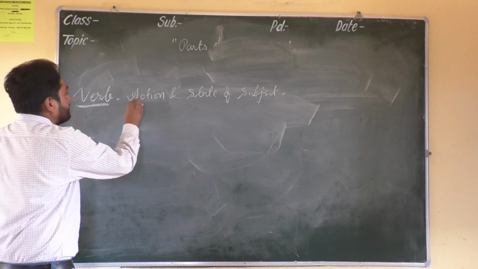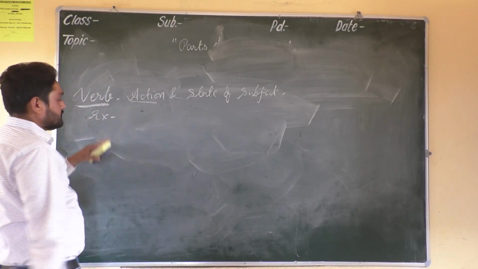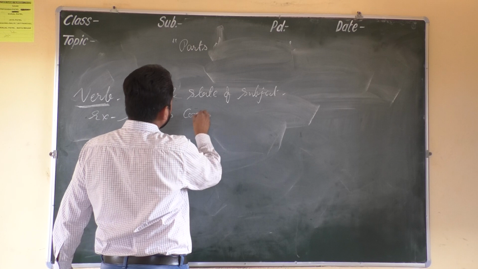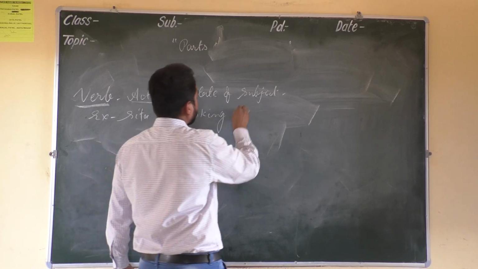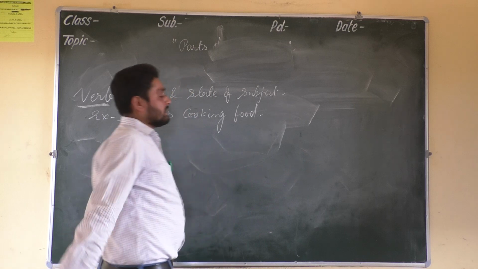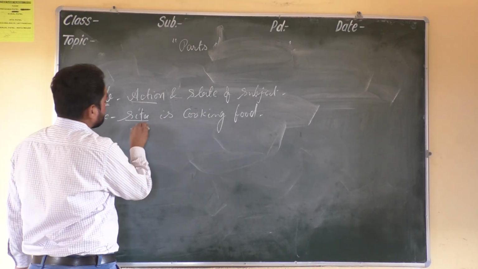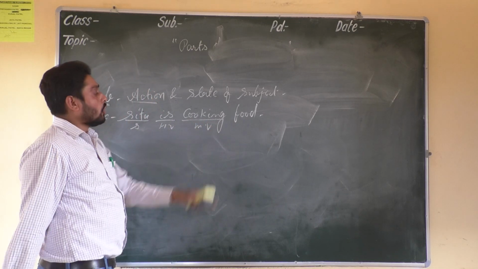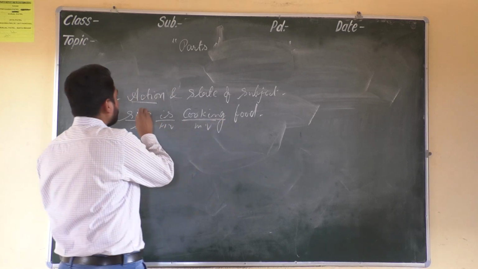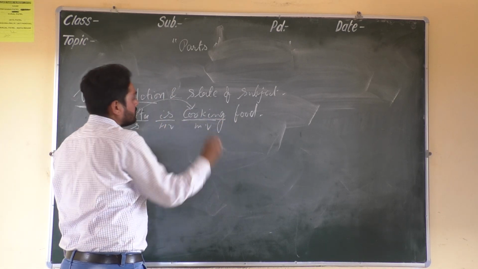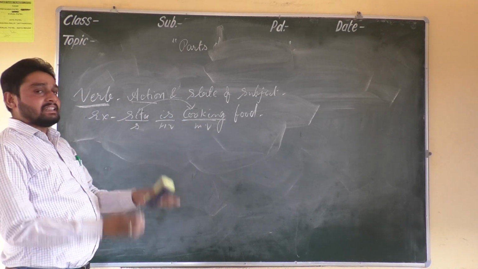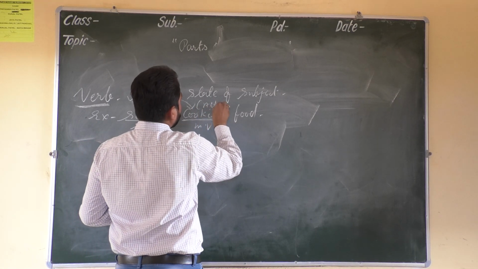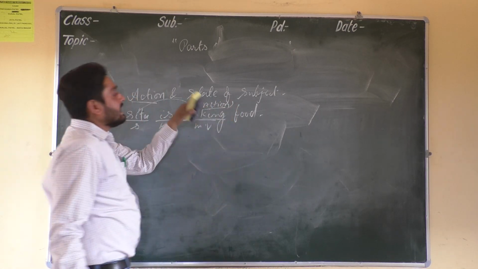How does the verb describe the action? Through an example, look here: Sita is cooking food. Here Sita is our subject, is is our helping verb, and cooking is our main verb. And food is our object. Sita is doing some physical action through cooking. So the word cooking shows that Sita is doing a physical action. So cooking denotes an action word. Cooking is an action type of verb.